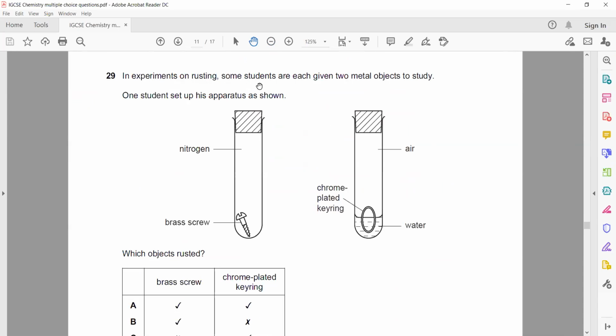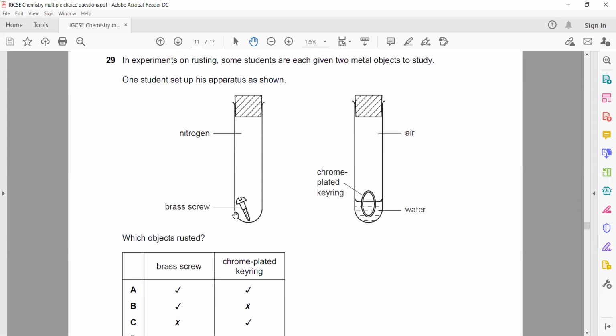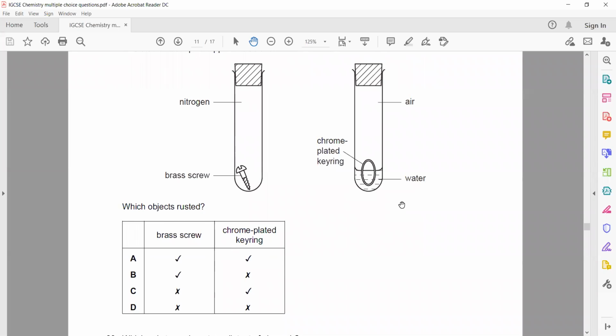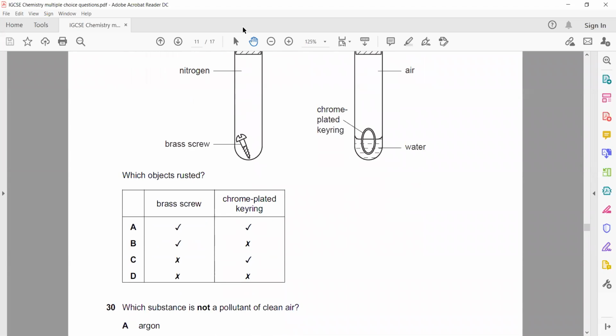In an experiment on rusting, some students are each given two metal objects to study. One student set up the apparatus. He used a brass screw, which is an alloy, and a chromium plated keyring. Which object rusted? So because brass is an alloy, it does not rust. Again, chromium, a less reactive metal, does not rust.